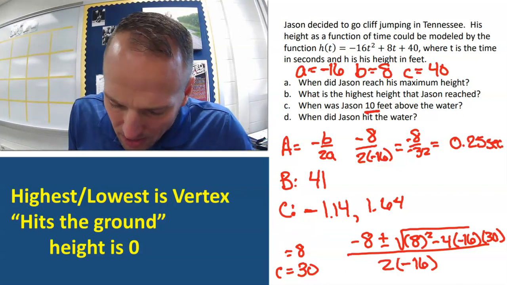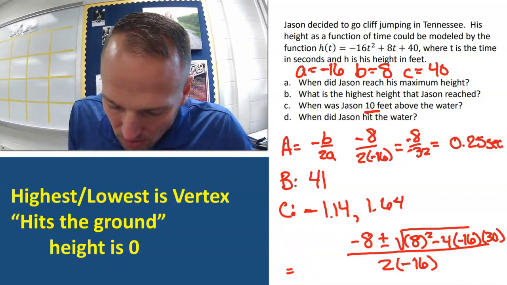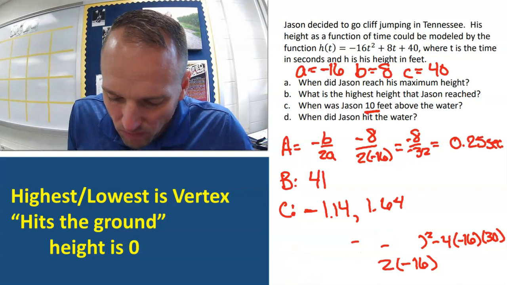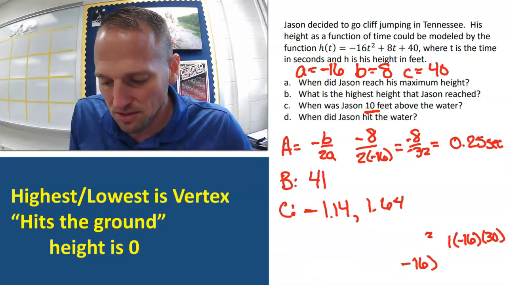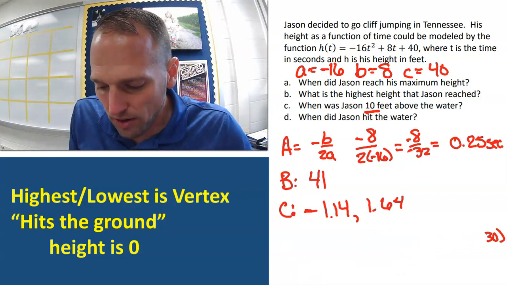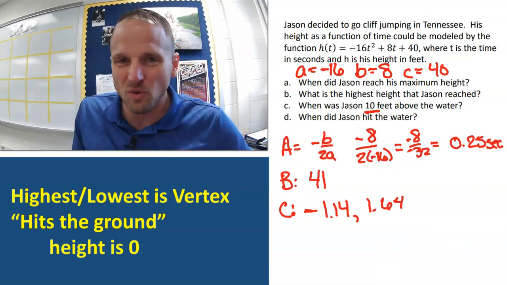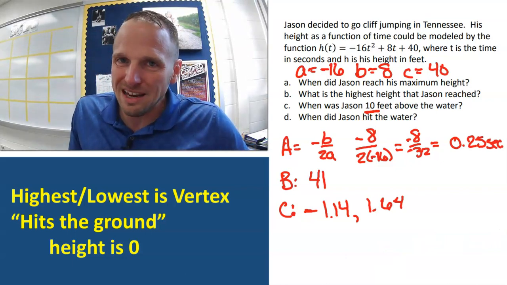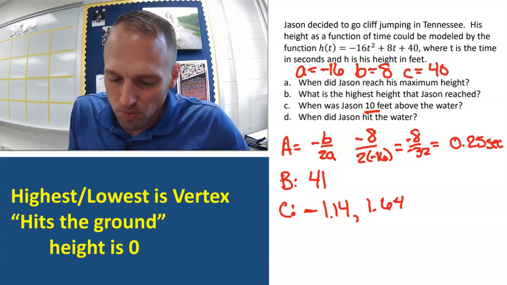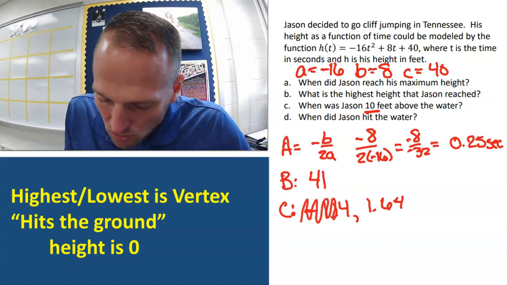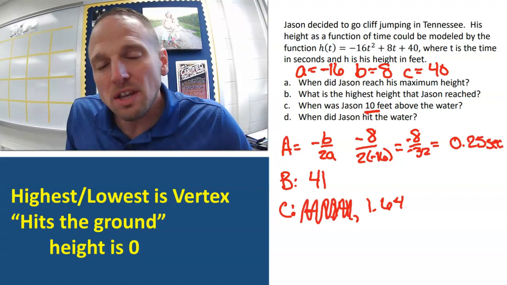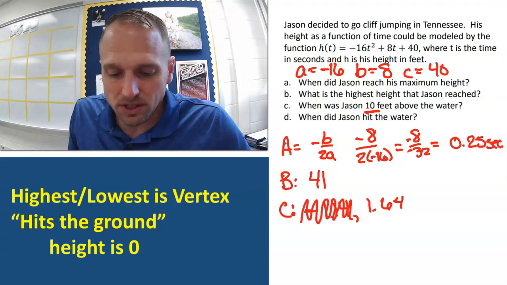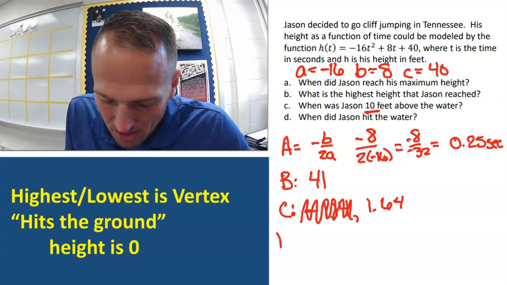Now, let me ask you about this. Do both of those answers make sense? Was he 10 feet above the water at negative 1.14 seconds? Well, unless it's a special situation, negative times really don't make much sense. We're only going to use positive times, so that's going to be positive 1.64 seconds, all right?